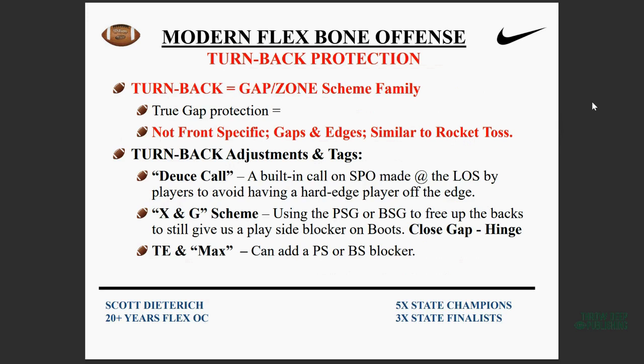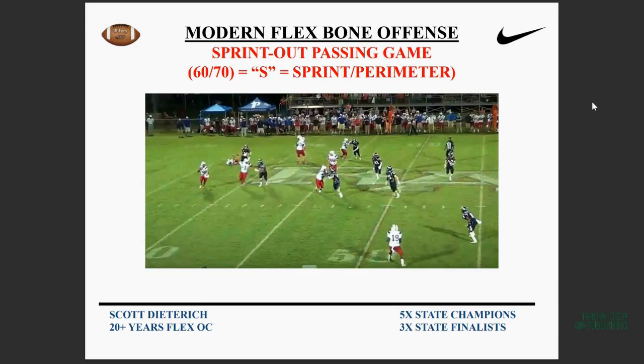X and G schemes are used to pull the play side or backside guard to free up the backs on our boot play and give us an extra play side blocker or even receiver as well. And we use a little close-the-gap hinge technique that works well, ties into turnback protection, not a hard adjustment at all, to give us kind of a steal-a-man type of thing there. And then we'll use a tight end play side or backside, and a max call as needed to give us what we want to get edges on those plays, especially sprint out. So our sprint out passing game is what we call 60 and 70.